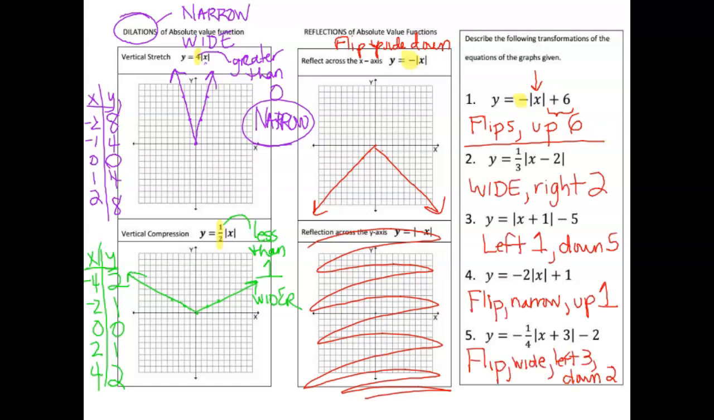Whether you stop the video to check the answers or not, here are the answers. So you want to double check to see if you can understand why it's wide, right 2, and so on for those. Good luck on your homework.